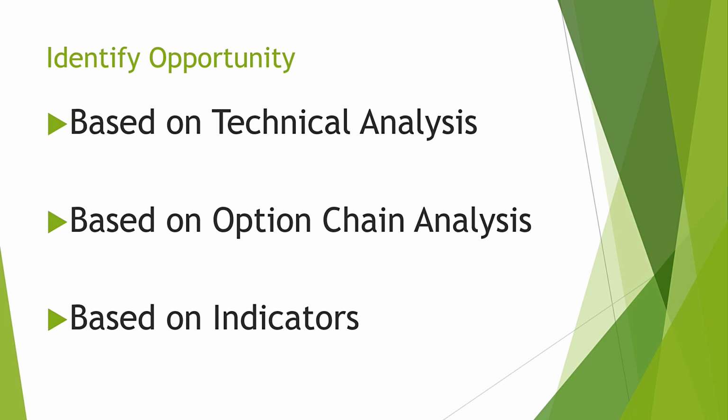The first step in the checklist is to identify an opportunity. An opportunity can be identified based on technical analysis, option chain analysis, or indicators. Technical analysis means the study of charts and price behavior. Based on simple technical analysis like trend lines, support and resistance, swing highs and swing lows, one can determine the trend. The most important aspect is to understand the trend and stay in the direction of the trend.